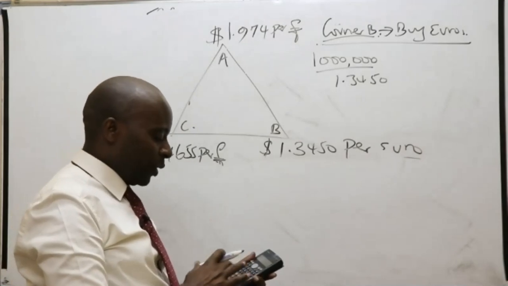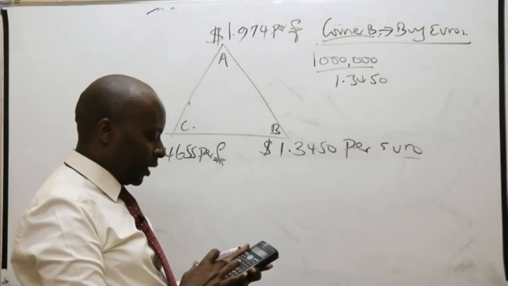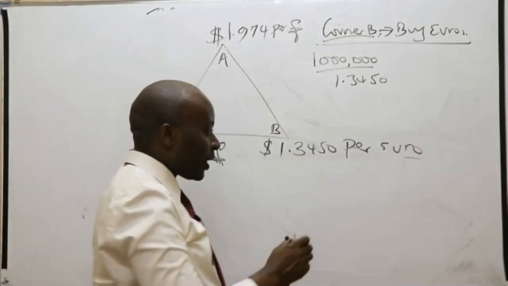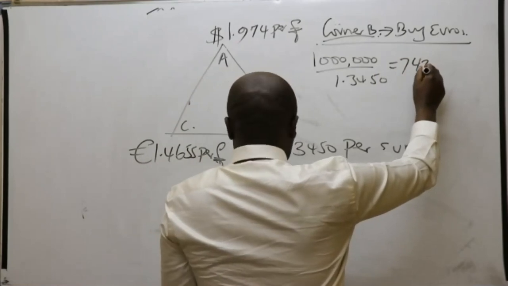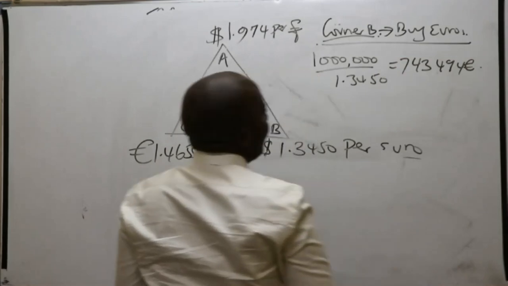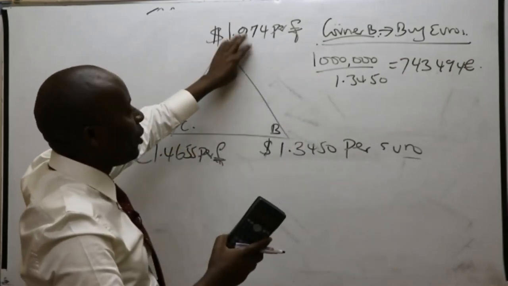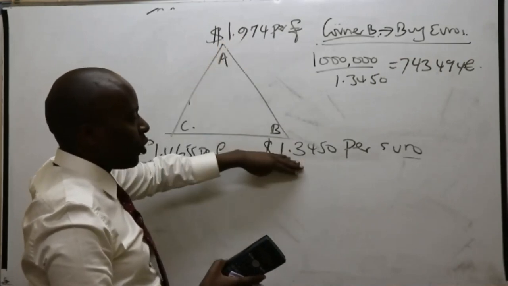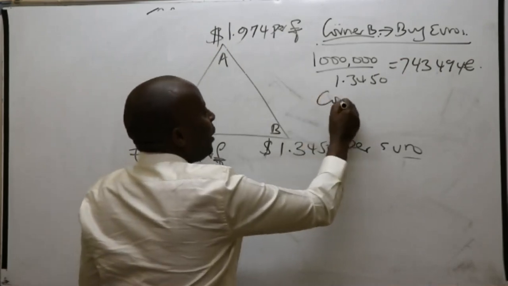So what do we have? We have 1 million divided by 1.345 equals, which gives us 743,494 euros, like that. Now with euros, I can't go here, already I've used this corner. So with euros, I can only go here. Now go to corner C.